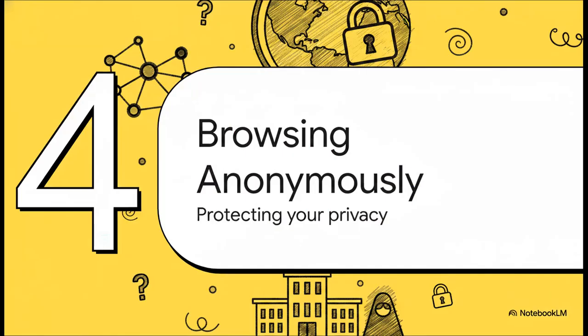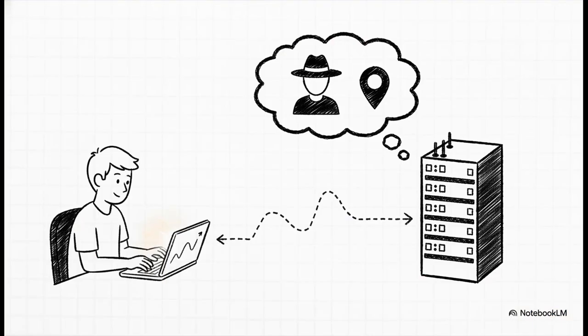Moving right along to Section 4, browsing anonymously at school. Online privacy is a massive deal right now. Whether we're at home or at school, protecting personal data is absolutely critical. Because the proxy uses a pseudonym IP address, the destination server only sees the proxy's location. The destination server literally thinks someone totally different in a totally different place is accessing the website.